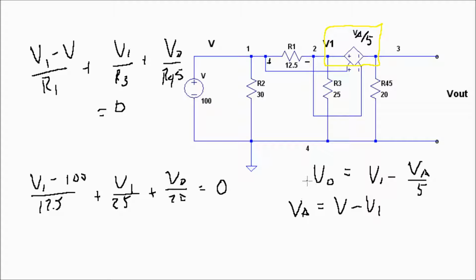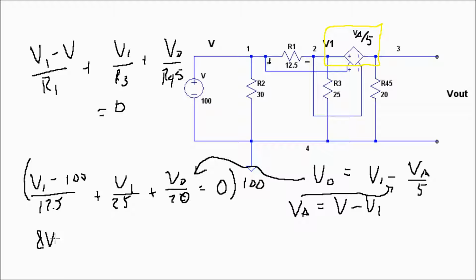So let's drop those numbers in here real quick. Before we do that though, I'm going to multiply everything over here times 100 because I've got some fractions in here. This is a 20, a 25, a 12.5. That's going to clear everything out for me. So 100 divided by 12.5 is going to be 8V1 minus 800 plus 4 times V1 plus 5 times V out equals 0. So I multiplied this whole equation by 100 just to clear it up.